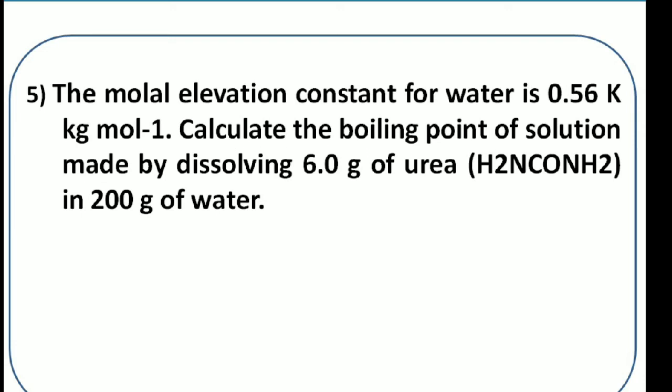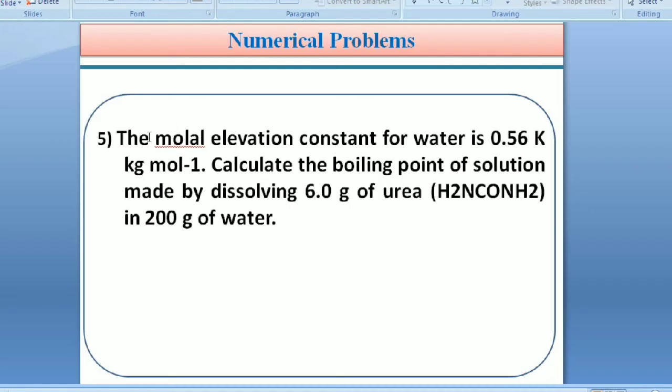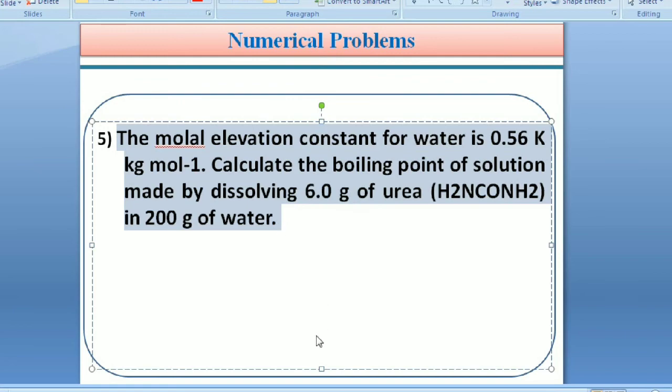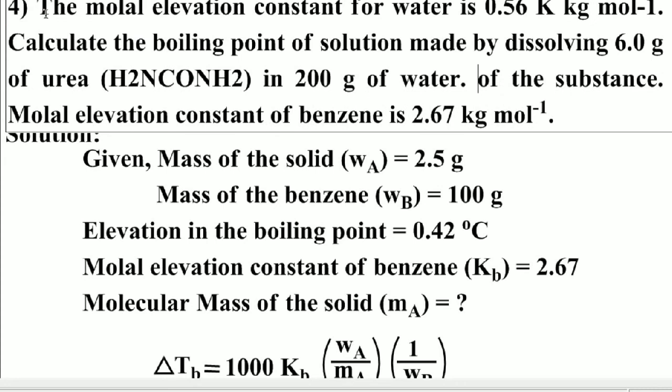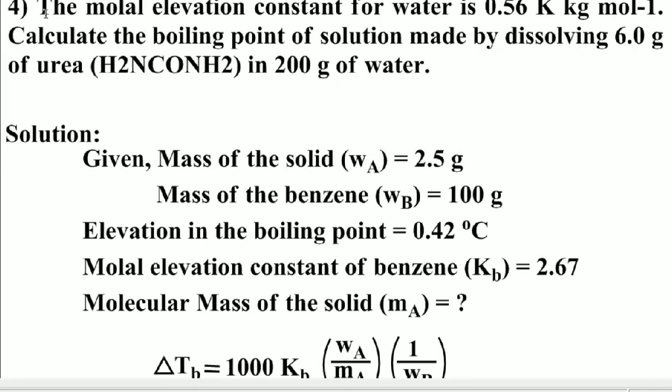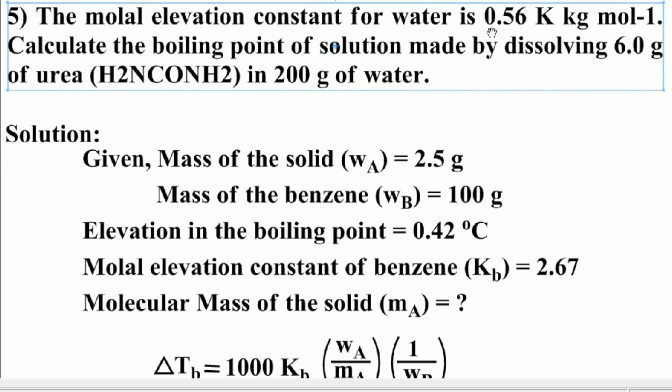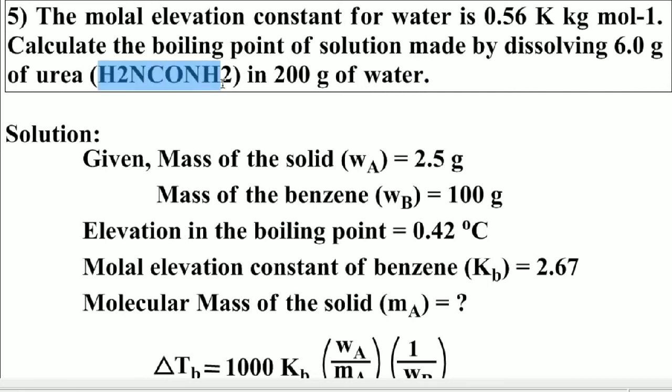So students, first we write the given problem. This is our problem number 5. The molar elevation constant of water is 0.56 Kelvin kg per mole. Calculate the boiling point of solution made by dissolving 6 grams of urea, NH2CONH2 being the molecular formula of urea, in 200 grams of water.